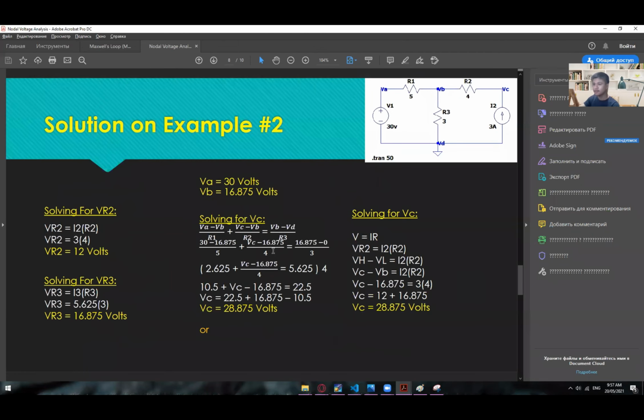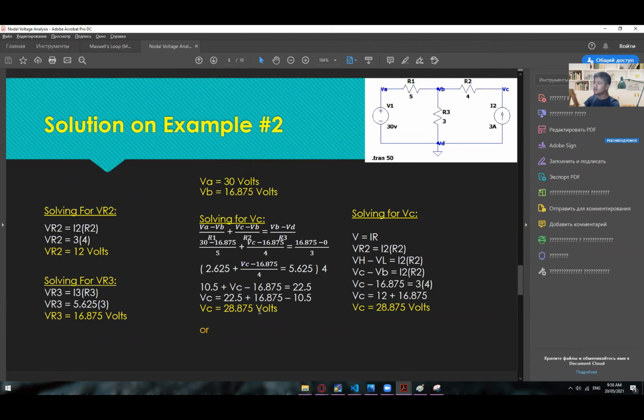Okay, so moving on, we have here the VR2 and then the VR3. For the VR2, as long as you already know the value of I2 and R2, which is 3 times 4, it will give us 12 volts. And for the VR3, the same method. So I3 is 5.625, and then R3 is 3 ohms, which will give us 16.875 volts. If you take a look at VA, VB, and then VC, VA is 30 volts, and then VC is 12 volts.